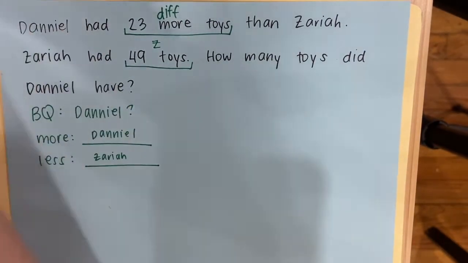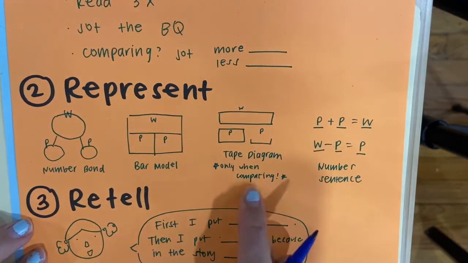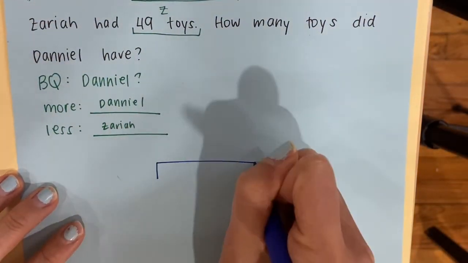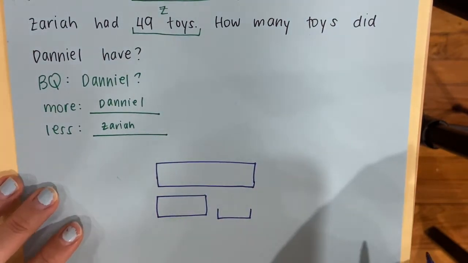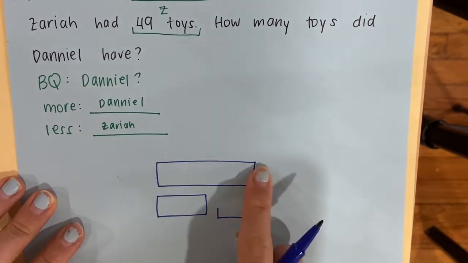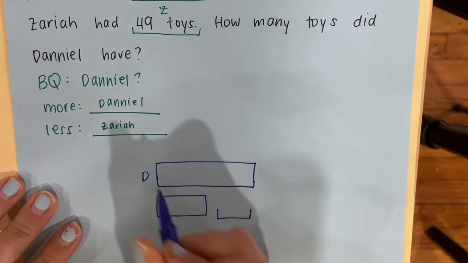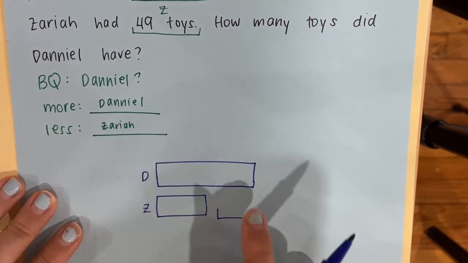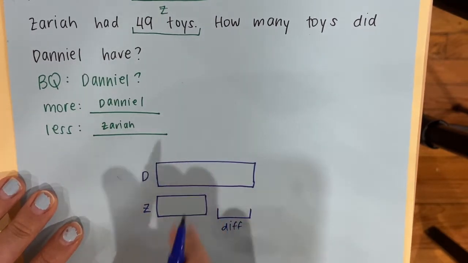Okay, so looking here, I'm gonna represent using a tape diagram because I'm comparing. So first I'm gonna draw my tape diagram. Okay, and then I'm gonna add my labels. I can look at my more and my less jot to figure out my labels. Oh, in the big box, I need to put D for Daniel because Daniel had more, so I'm going to put Daniel in the big box. Then I'm going to put Z for Zariah for the little box because Zariah had less. This space is always for the difference between Daniel's toys and Zariah's toys.